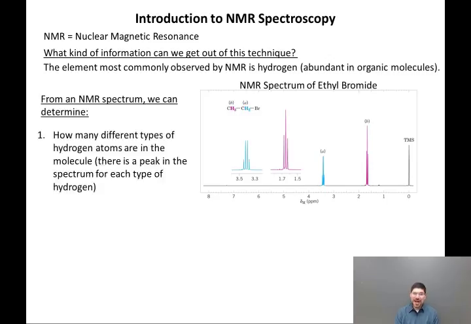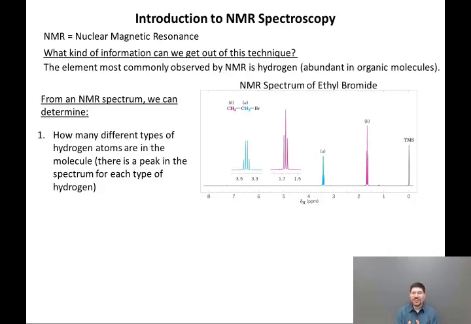So from an NMR spectrum, we can determine 5 things about a molecule. And again, as I said, each one of these we're going to go into in more detail in subsequent lessons. But first of all, you can determine how many different types of hydrogen there are in the molecule because there is a peak in the spectrum for each type of hydrogen. And by type of hydrogen, I mean chemically indistinguishable hydrogen atoms.